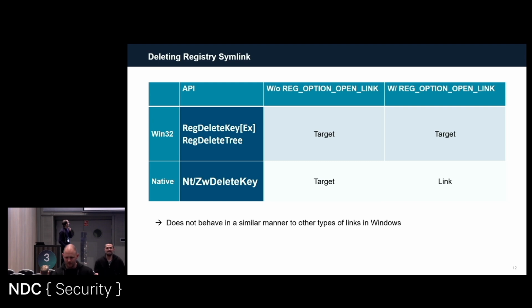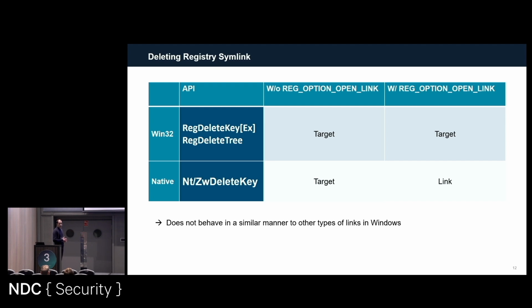Now, to make things worse, it's not only that the documentation is incomplete, but also, as I mentioned, the behavior of Win32 APIs that deal with deleting registry keys is strange or not in accordance with how things are done on other types of links. So typically, if you want to delete a registry key in Windows, you need to open that key and obtain a handle to it, and then you pass that handle to other APIs to perform the delete action on them.